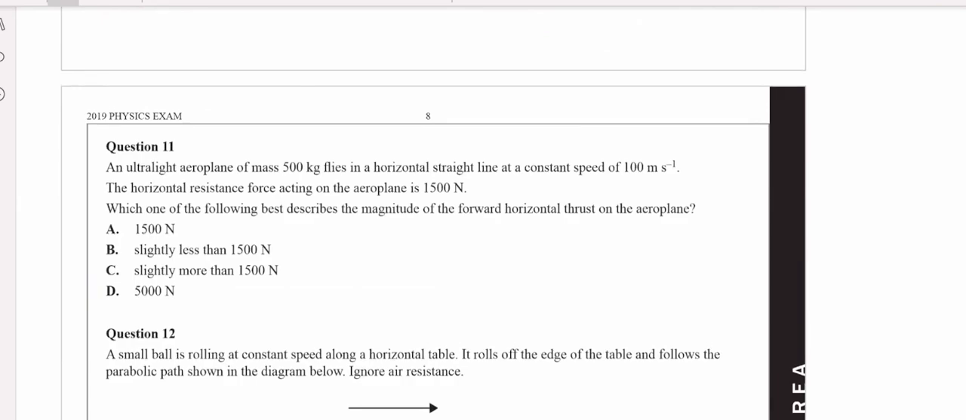Ultralight aeroplane of mass 500 kilograms. It's at a constant speed, 1 meter a second, and the resistance force is 1,500 newtons. So constant speed, F net is 0. So the forward thrust has to be 1,500 newtons.